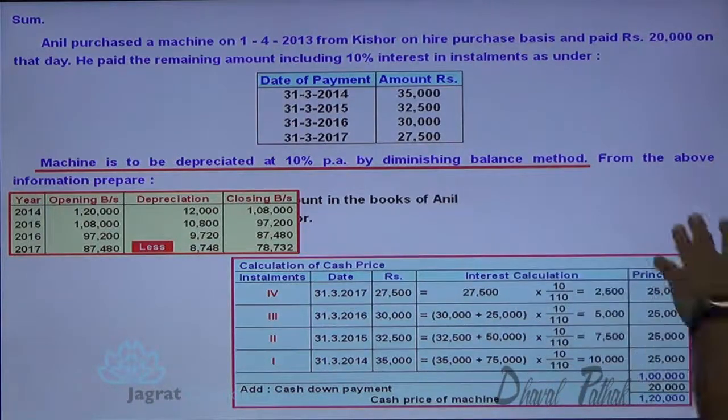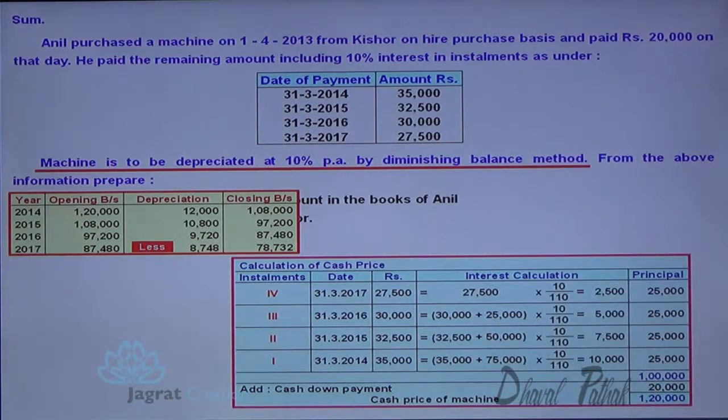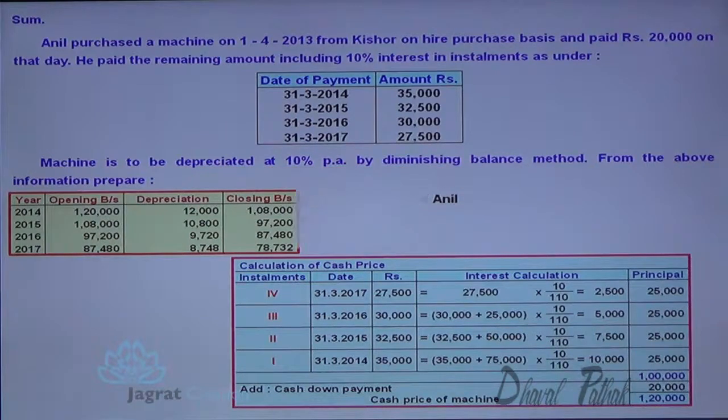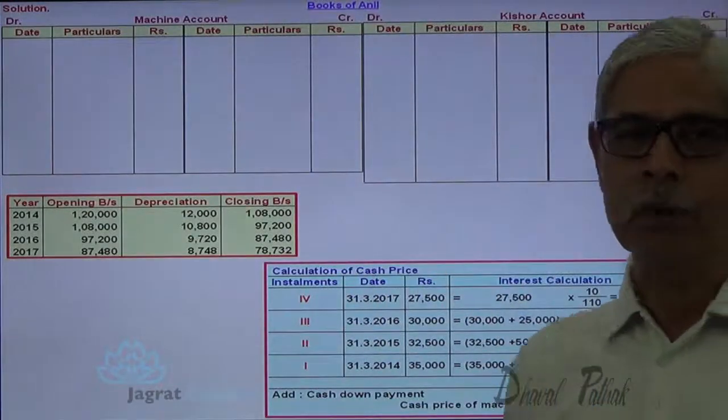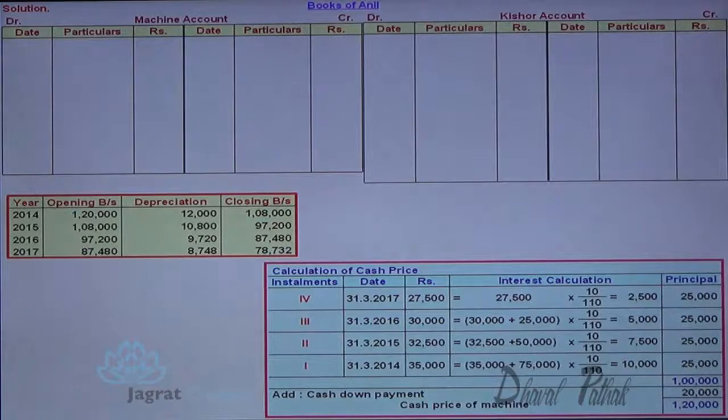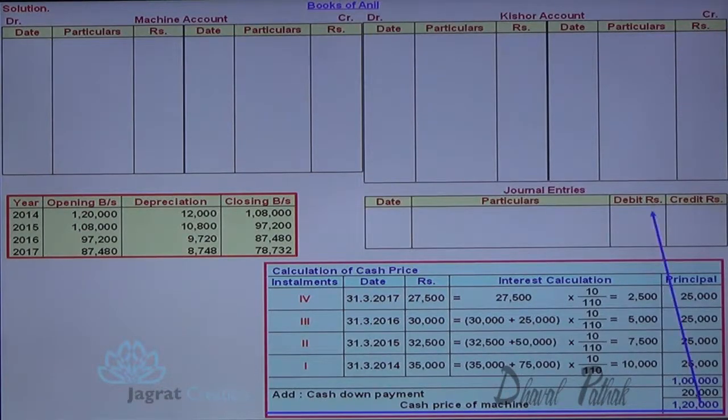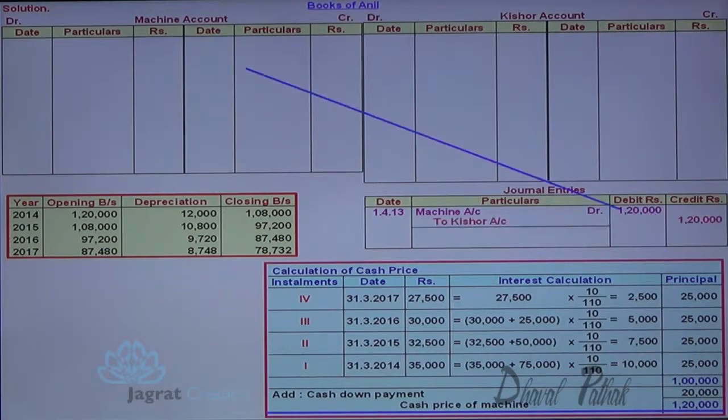Now after preparing this working note, I want to prepare ledger accounts as question 2. So in the books of Anil Purchaser, I prepared 2 accounts, machinery account and vendor Kishore account. First of all, the machinery is purchased for 1,20,000. So machinery account debit to Kishore account credit. Here the machinery account is debited and Kishore account is credited.